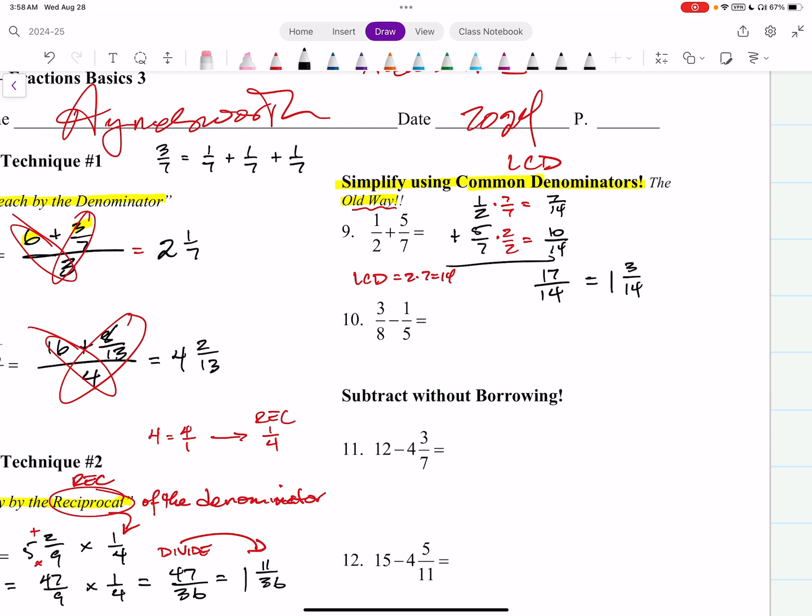Or you can just go 7, multiply 3 times, right? So 7 plus 10 divided by 14, and you're done. That is using the 3 product rule.